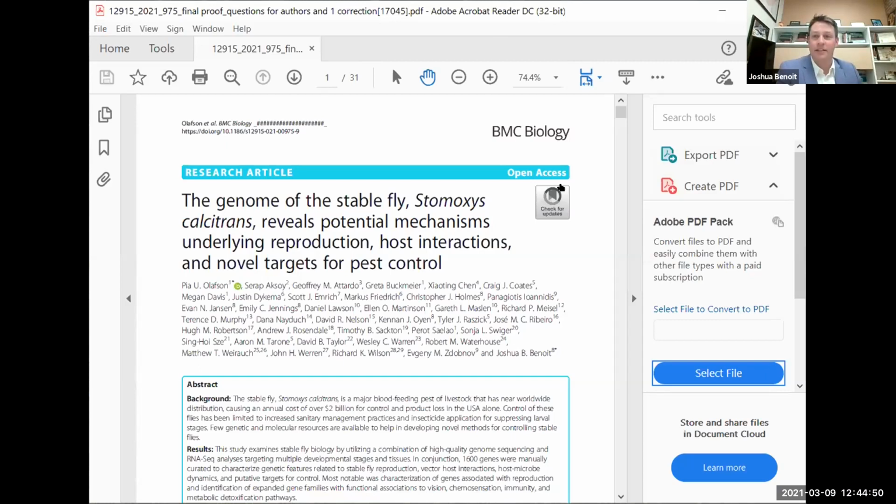Before I randomly pick some questions, if I could, I wanted to slightly embarrass somebody else on here, who is probably running the AGS 2021 thing. So I'm going to share my screen. I just wanted to share very quickly that Pia Olofsson's Stablefly genome paper will be coming out tomorrow, so congratulations to her. That's been a lot of work over the last few years. Can everybody see that correctly?